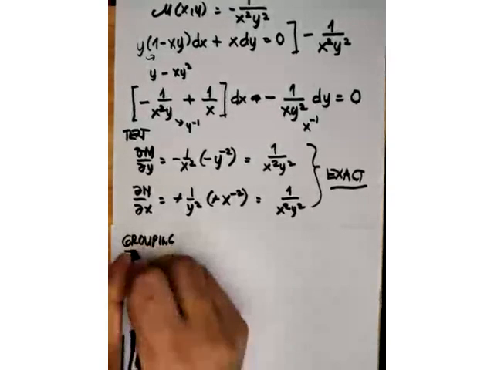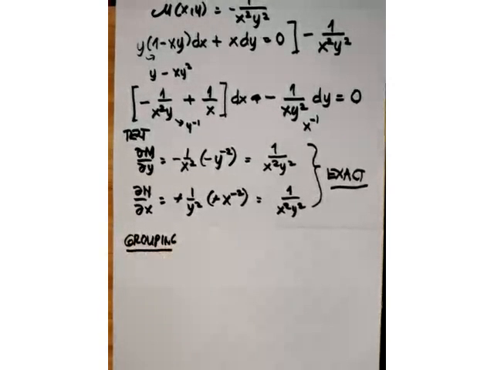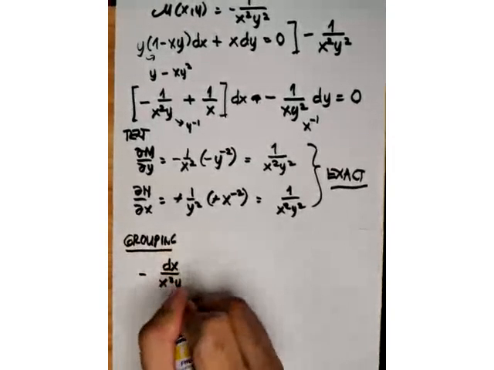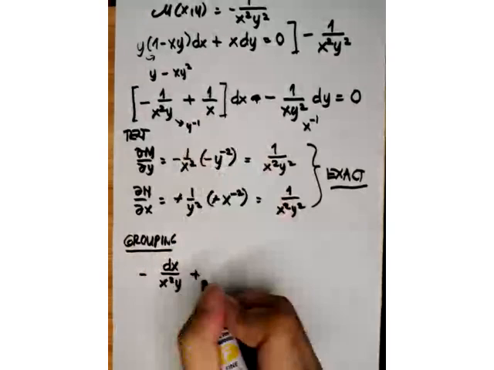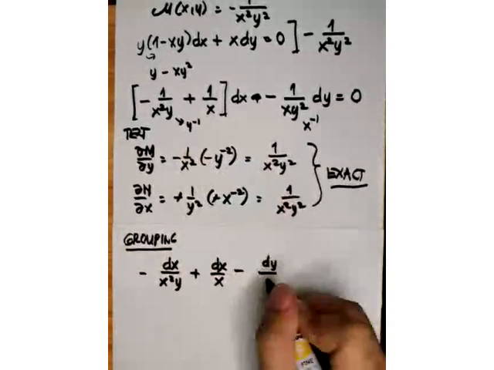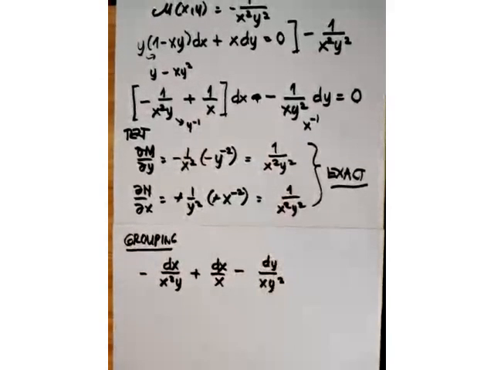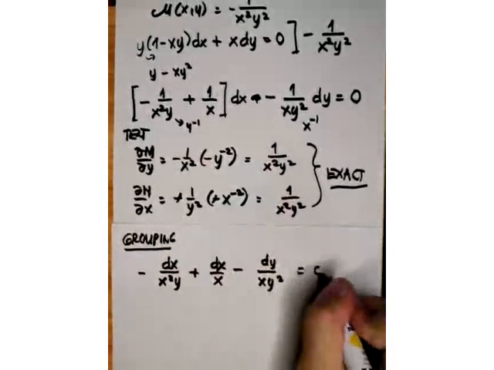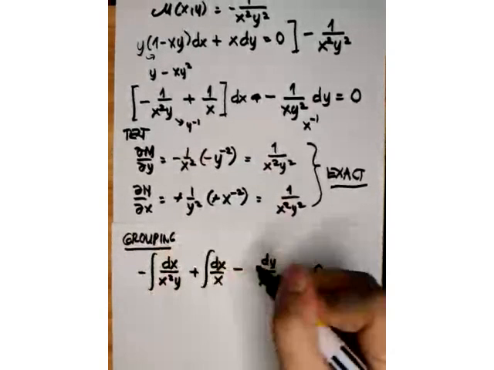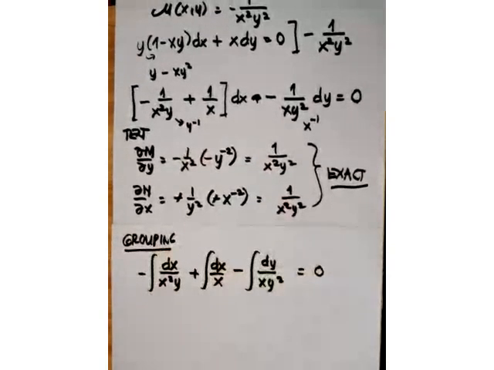Okay, grouping. So I will distribute dx and dy. So that's negative dx over x squared y plus dx over x minus dy over xy squared. It's equal to 0. And then we integrate each term. Ayan. So how will we integrate this?